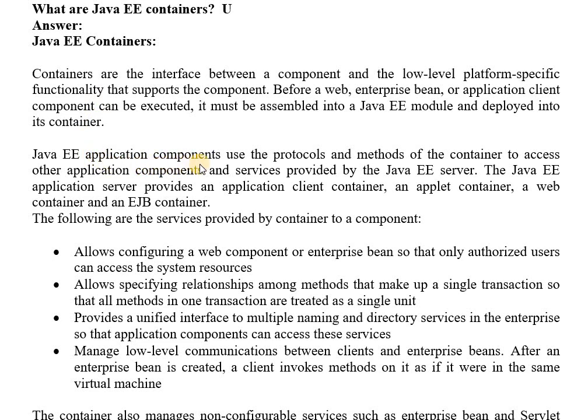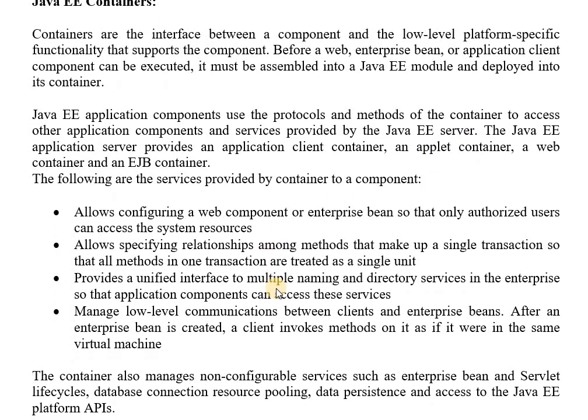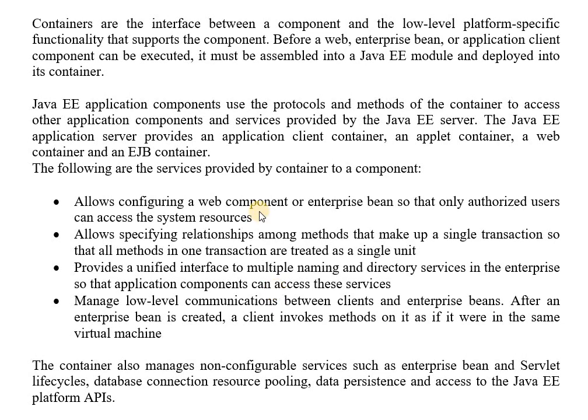Now, Java EE application components use the protocols and methods of the container to access other application components or the services which are provided by the Java EE server. So, the container acts as a middleman between your program and the server or other components or other application services which are provided.